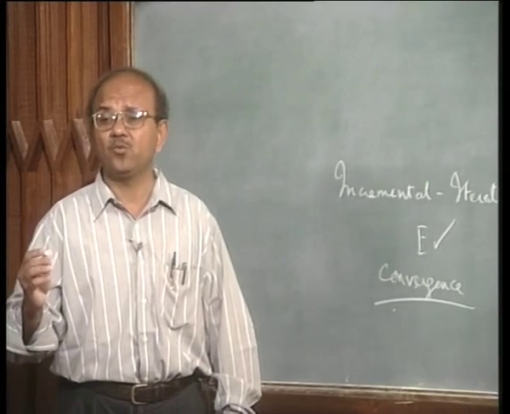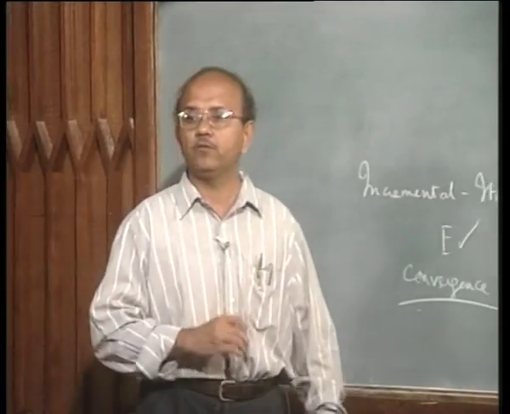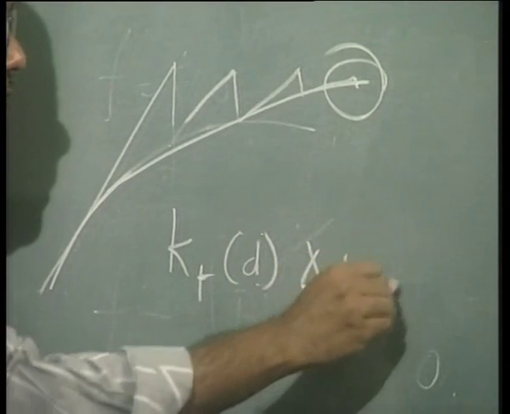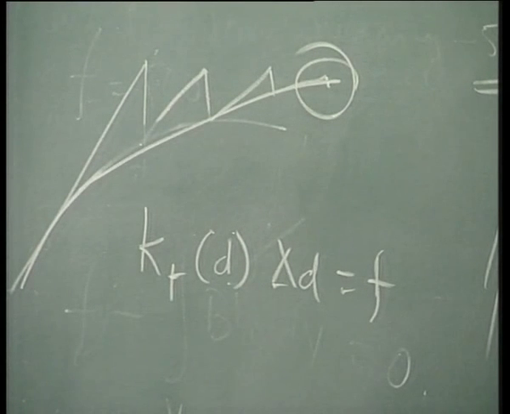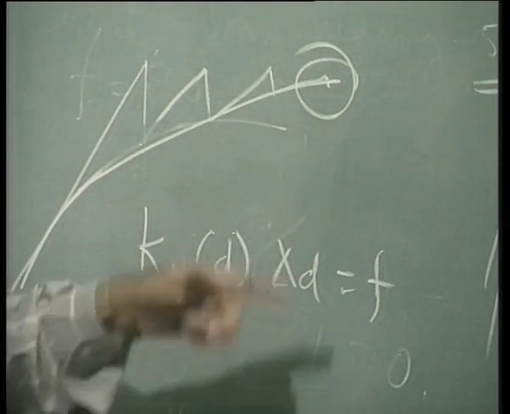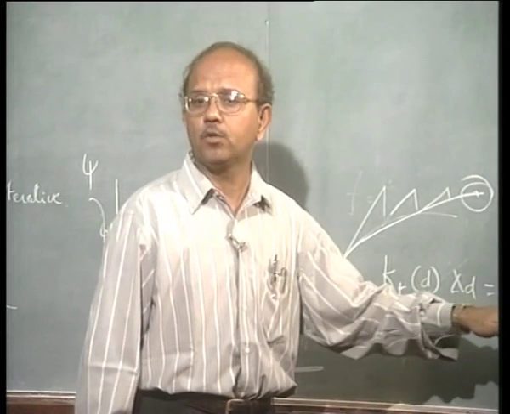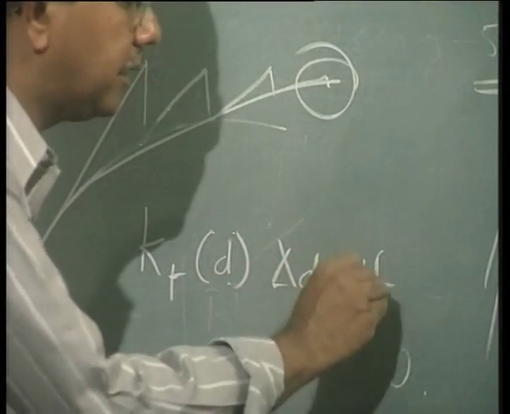So in other words, what is the final equation? We will come to the derivation later. What is the final equation I would be looking for? Final equation is something of the form Kt, a function of d, delta d is equal to some say f. Kt is the tangent stiffness that I will find out. That is a function of displacement, because as I just now showed, the slope of this curve is a function of displacements. So Kt, a function of d, into delta d is equal to f, or the error, I would say rather delta f.